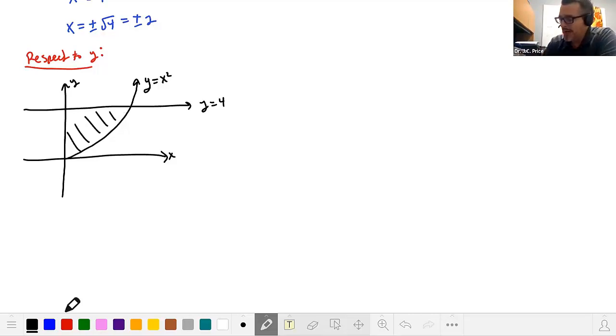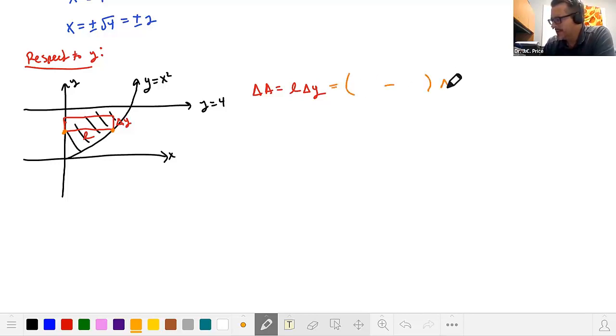But with respect to y, I'm going to do this little horizontal rectangle. And so to find my delta A now, what does it look like? Well, I have my little delta y here. And then here I have this length, L. So it's going to be L times delta y. And how do you find L? We just take the right-hand side of the graph and subtract off the left-hand side, and that tells you what L is. So it's going to be equal to something minus something, delta y.